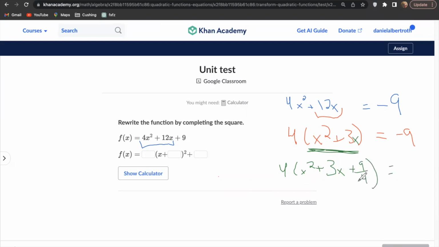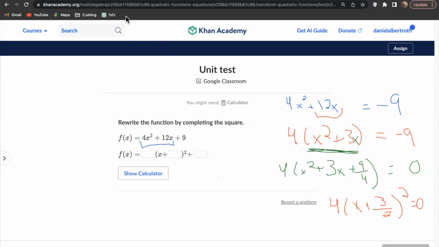But to balance the equation, I'm not adding 9 over 4. I'm adding 9 over 4 times 4 because the 4 is being distributed. So that 9 over 4 times 4 is just 9 because the 4s cancel out. So I am adding 9 to the left side. If I add 9 to the right side, that gives me 0. So I think that actually balances this out in a weird, perfect way. Okay, so what I can do here is write this as a perfect square. So I can write this as 4 times x plus 3 over 2 squared equals 0.